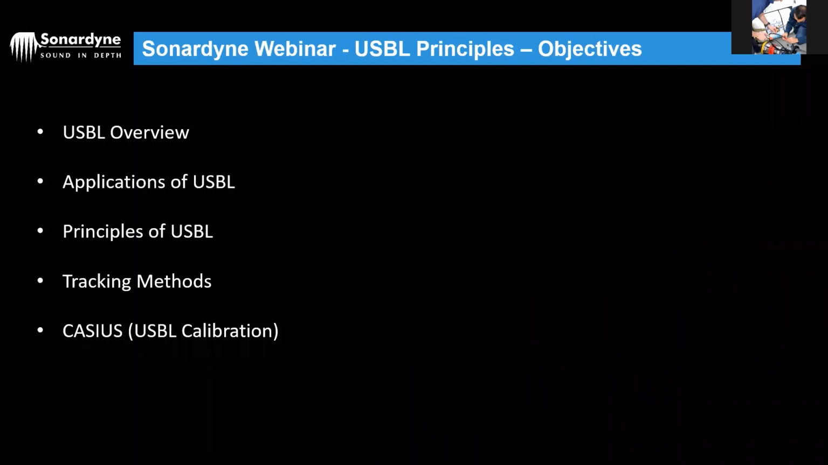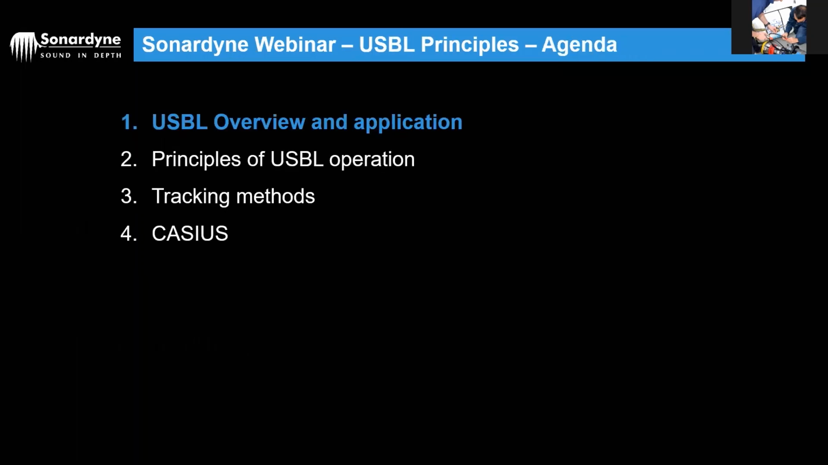Why is USBL being used? And then we're going to look at the principles of it, all the measurements it takes, and the tracking methods, the tracking operations. And then finally, we're going to touch a little bit on the calibration of the system called Cassius. Not too detailed on that one, but just enough to get an understanding of what we need to do and why. So, overview first of all, what is USBL?